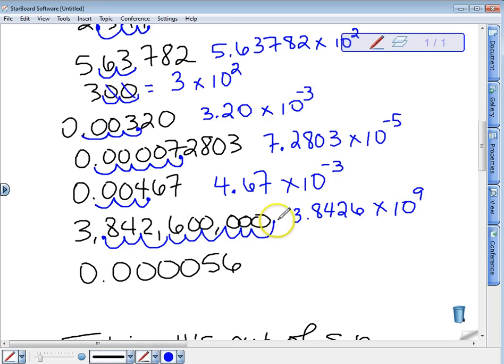I did not include these zeros because they are not significant. They're trailing. There was no decimal before I wrote it in blue. So these zeros are not significant and I do not need to include them. Here, 1, 2, 3, 4, 5 places I need to move that decimal. 5.6 times 10, 1, 2, 3, 4, 5, to the negative fifth.